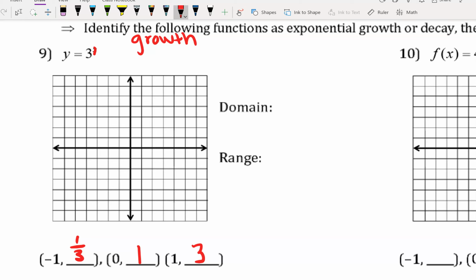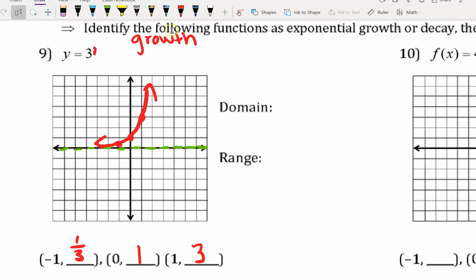Then we graph all those points. -1, 1/3 is just going to be kind of a rough estimate. That looks like about 1/3 of the way up. And then 0, 1. And then 1, 3. Remember, we have what is called an asymptote at the x-axis. So it's just a dotted line at the x-axis that we're not going to cross. And then we start drawing our curve along the asymptote and curve it upward. Do not cross the asymptote with your curve.